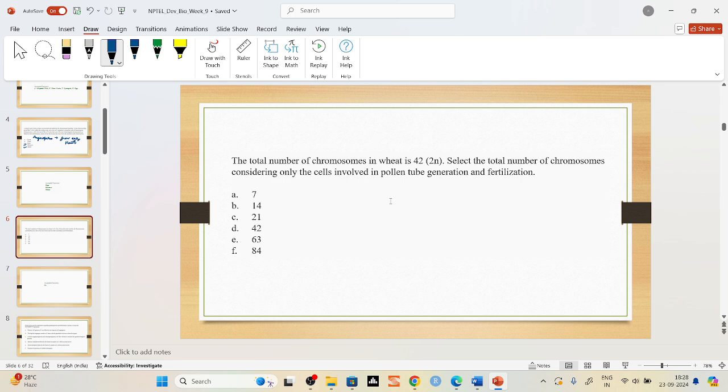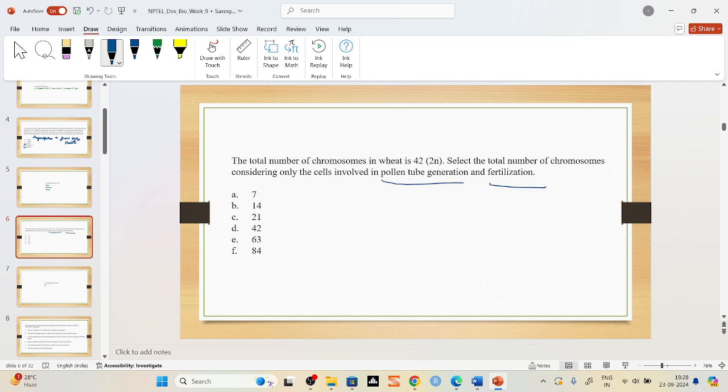Okay. So now let us see the question. The question says the total number of chromosomes in wheat is 42, that is 2n. Select the total number of chromosomes considering only the cells which are involved in pollen tube generation and fertilization. So we have to see only pollen tube generation and fertilization.